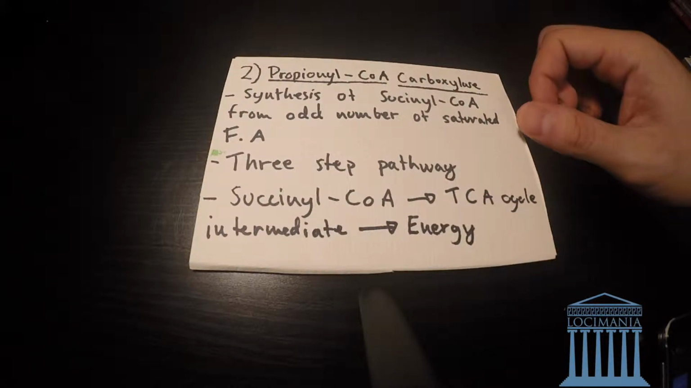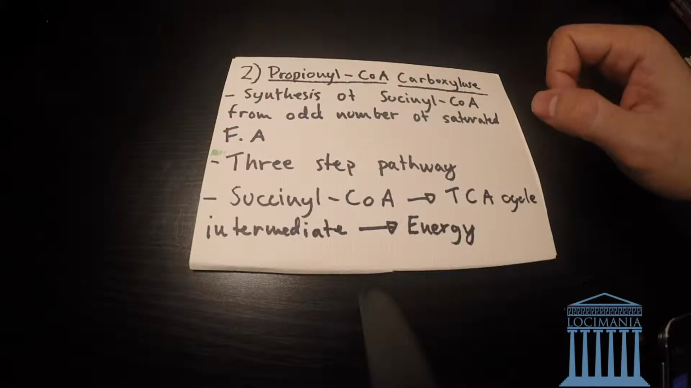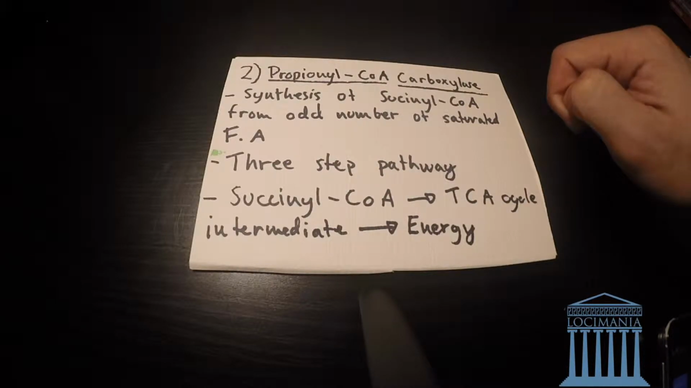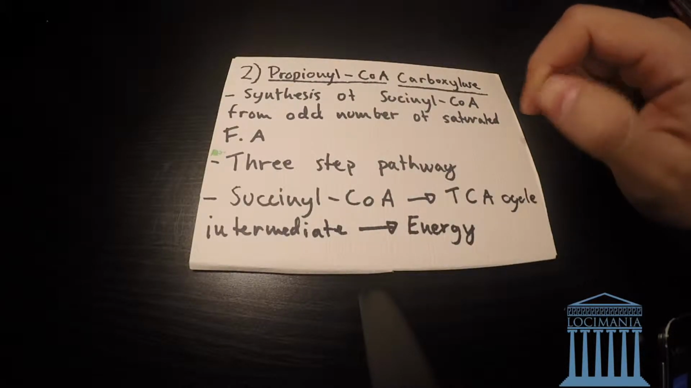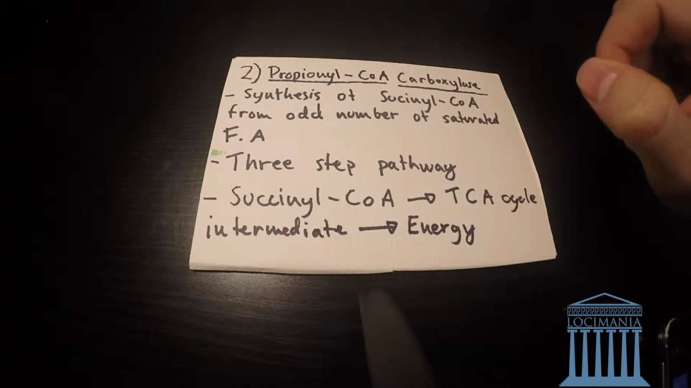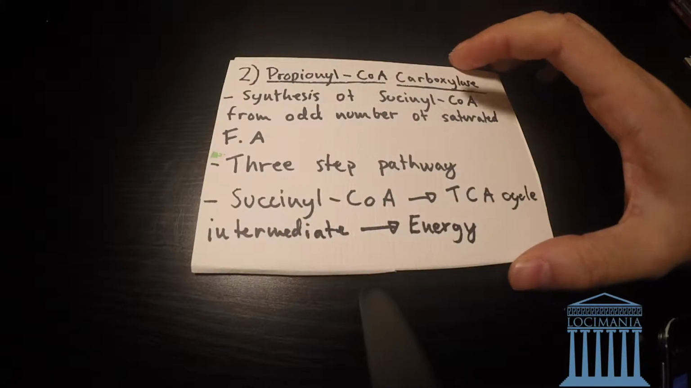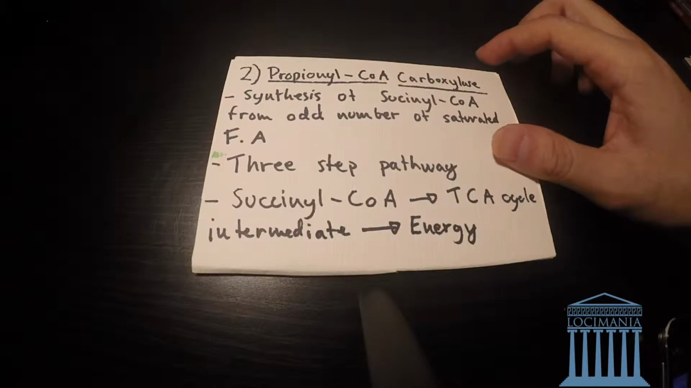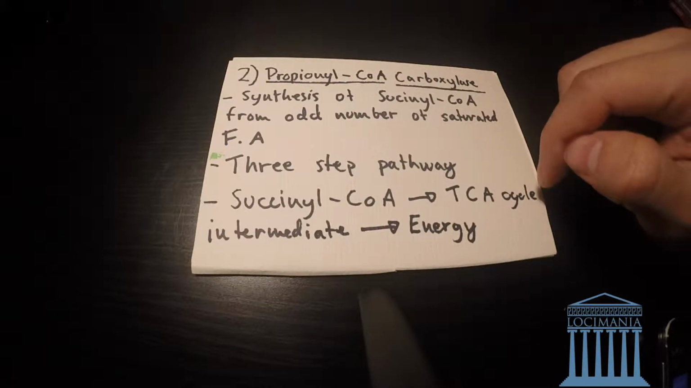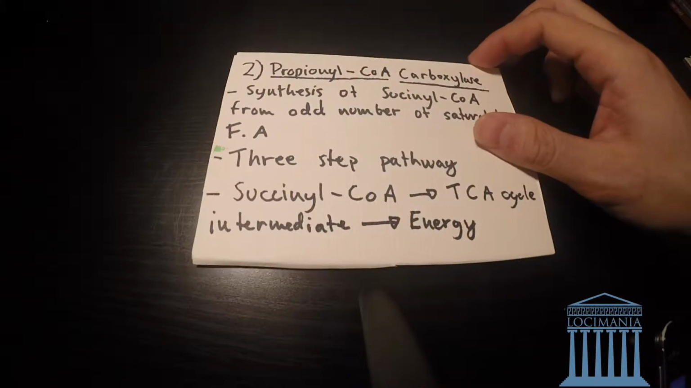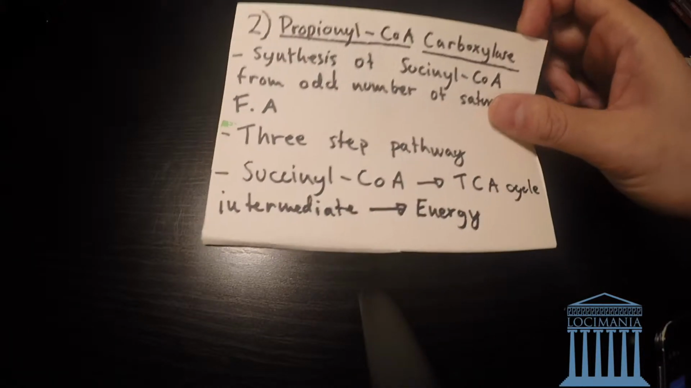Propionyl-CoA carboxylase is the second carboxylase. Its main function is synthesis of succinyl-CoA from odd number saturated fatty acids. It's a 3-step pathway, and when succinyl-CoA goes into the TCA cycle, it's a TCA cycle intermediate which gives us energy. So that's the task of Propionyl-CoA carboxylase: synthesis of succinyl-CoA from odd number saturated fatty acids.